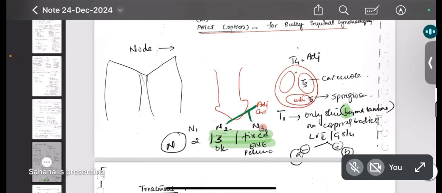If it is clinically fixed, then it will be any extranodal invasion positive. Pelvic nodes, all of it will come in N3. Then N1 and N2 are differentiated by number and laterality. So three or more nodes, bilateral involvement is N2. Anything below this is N1. So the worst of all is N3, which is fixed, ENE, pelvic. N2 is more than or equal to 3, bilateral. 2 or less than 2 is N1.